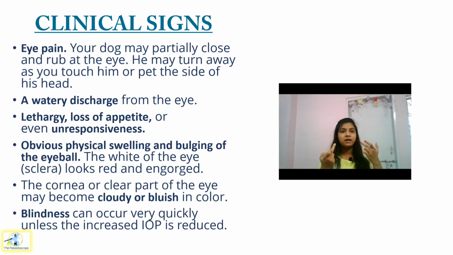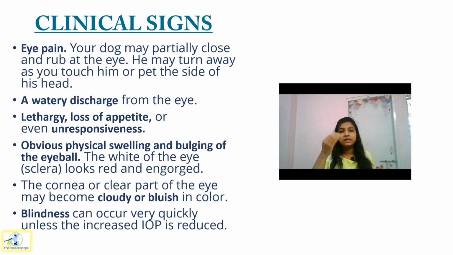A watery discharge from the eye may be seen. Lethargy, loss of appetite may be seen, because obviously it is in pain. Whenever there is pain in the dog, then you will be seeing loss of appetite, lethargy, all these things will be there. Obvious physical swelling and bulging of the eyeball. This is a very obvious sign. The white of the sclera, that is this white part, will be seen red. Okay, looks red and engorged with blood, and this is all red in color.